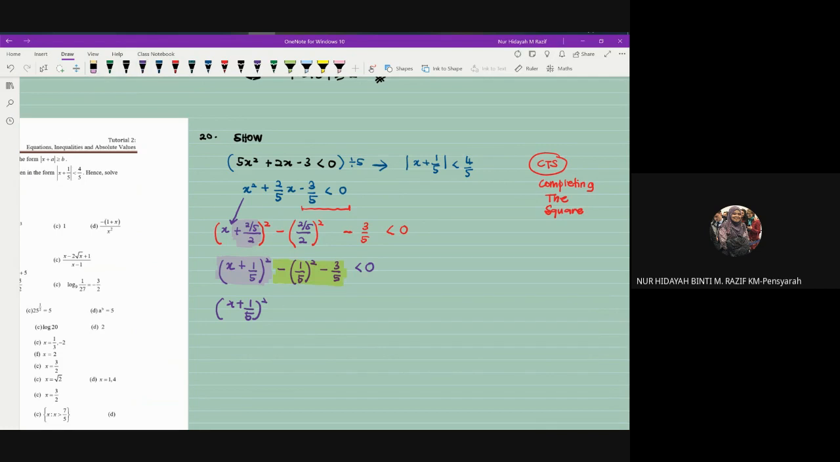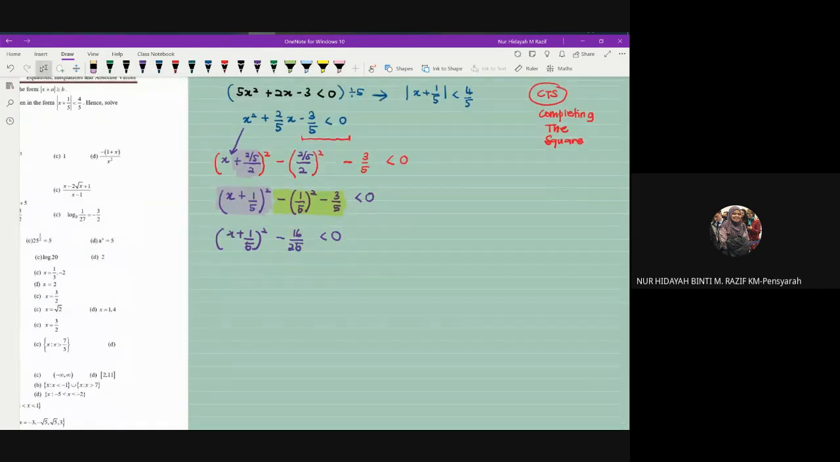Negatif 16, betul tak? 16/25. Betul? Dah kira ke belum? Tak kira ke? Betul, Miss. Okay, so dapat that one is less than 0. So dah dapat macam ni, now apa yang kita buat adalah tengok balik.